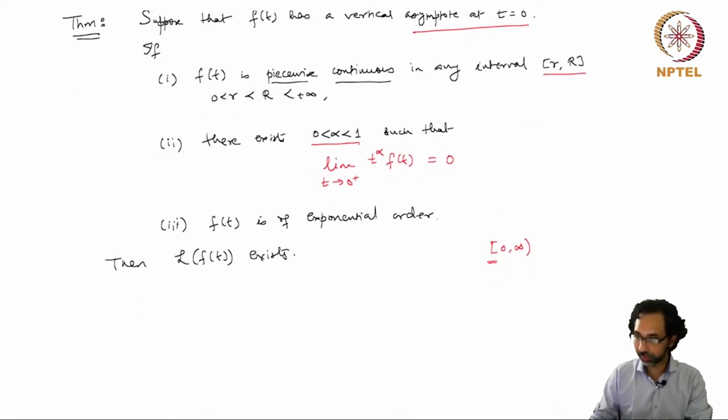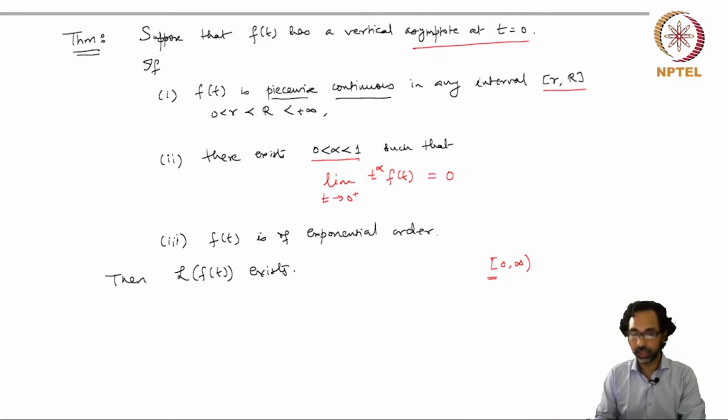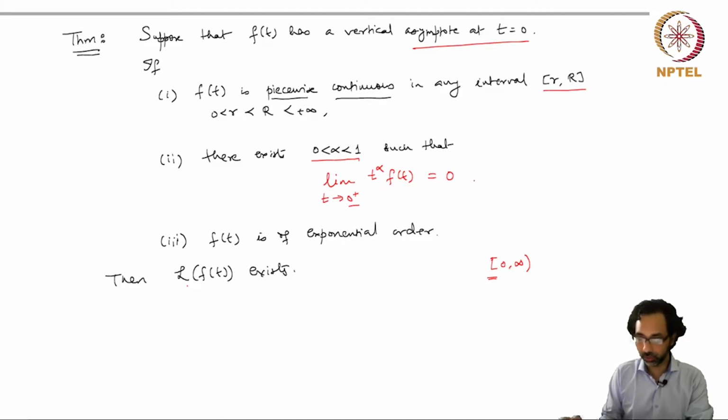So this theorem gives you a sufficient condition under which the Laplace transform of the function f(t) exists. So it's piecewise continuous on every finite interval outside 0. The limit as t tends to 0 plus of t to the alpha f(t) is 0, and the third is that f(t) is of exponential order. Then the Laplace transform exists. So let's see the proof for this theorem.